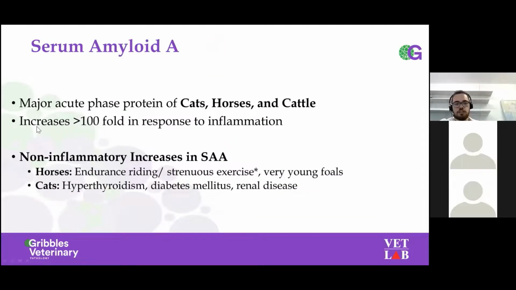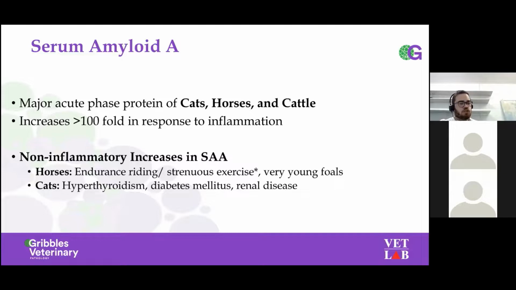So moving on to serum amyloid A, this is the major acute phase protein of pretty much all of our other veterinary species. Non-inflammatory causes of SAA to consider. In horses, increases are documented with endurance riding or straight after strenuous exercise. This may not strictly be non-inflammatory, as that amount of exercise probably causes some level of inflammation. Just keep in mind that an increased SAA would almost be an expected finding in this situation.